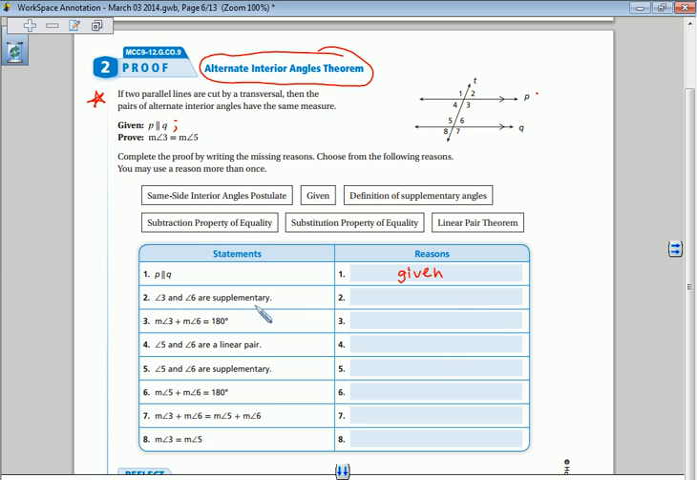Okay, 3 and 6 are supplementary. How do we know that 3 and 6 are supplementary? Because they are same side interior angles. Same side interior angles are supplementary. That's what that postulate says, right? So if they're supplementary, then their sum is 180. Why is that? Definition of supplementary angles. Nice.